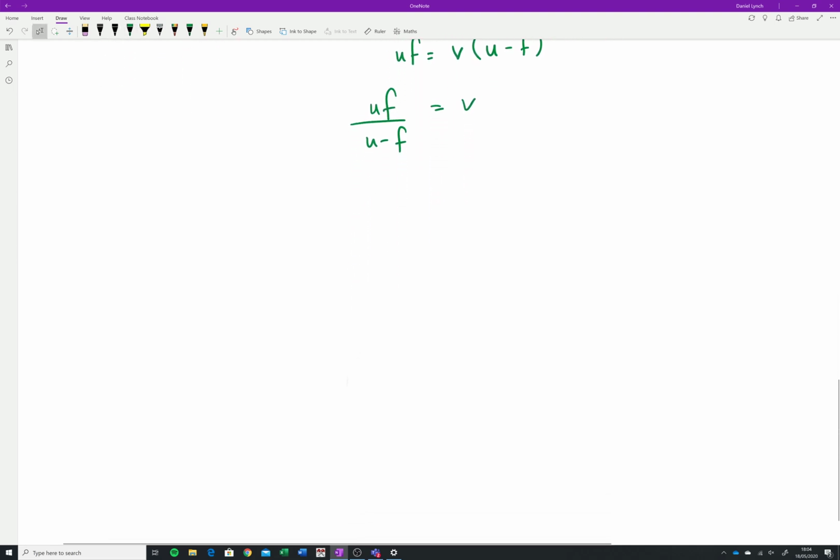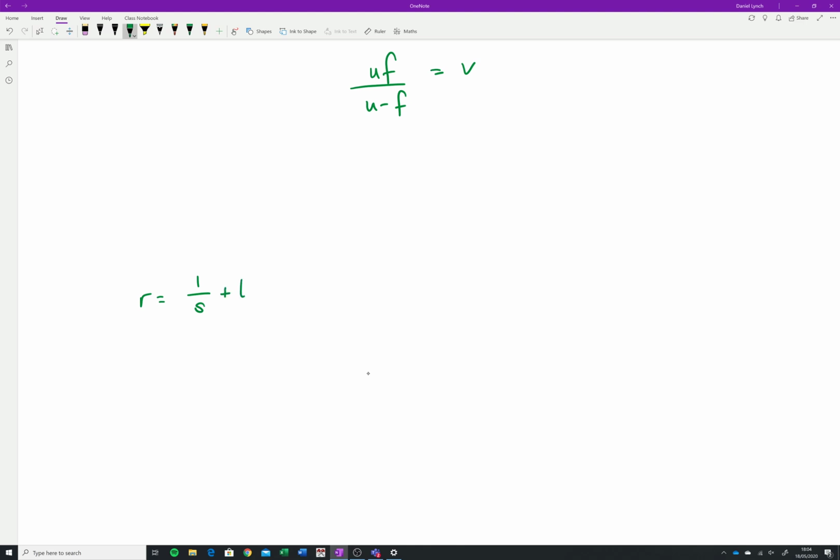Maybe here's one for you to try yourself. r is equal to 1 over, this is an s, plus t, and it wants you to get s equals. Okay, pause the video, give it a shot there.